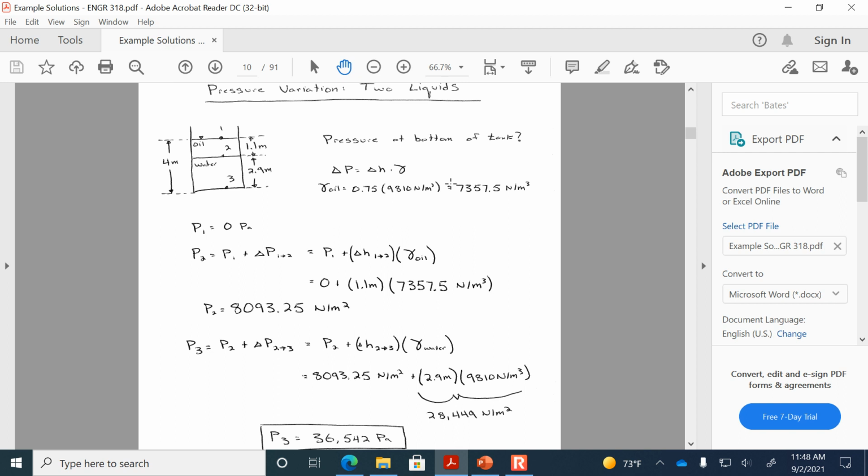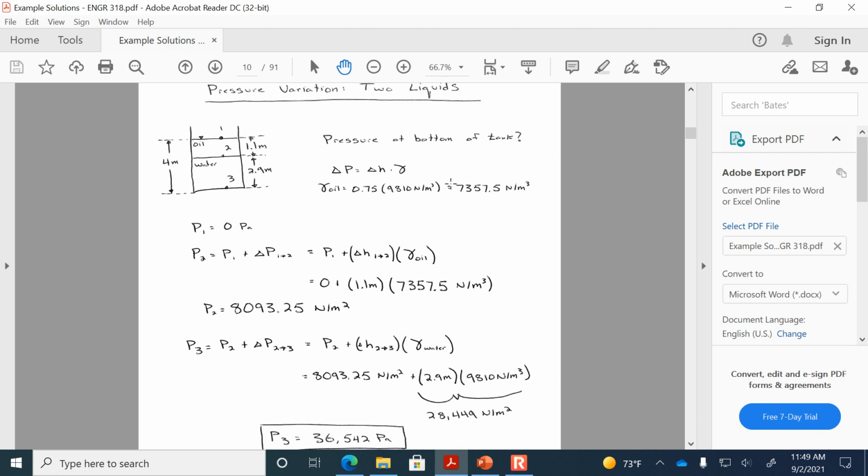What's been the pattern so far? Head to pressure above. That's right. You start with the pressure at 2, and then you're going down through the fluid, and the pressure is increasing. What do we use for the gamma between 2 and 3? 9810. We use the gamma of water. You know, there's oil above it, but between 2 and 3, we're not going through oil, we're going through water. So that's why we'll use the unit weight of water.